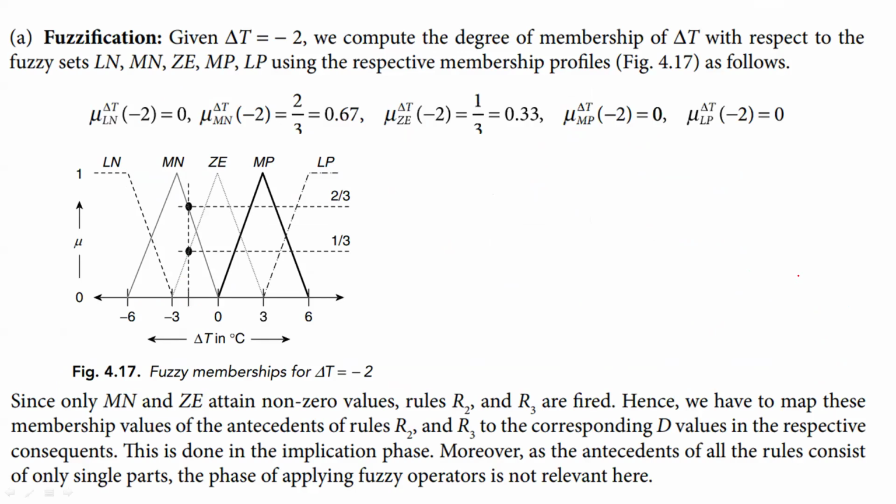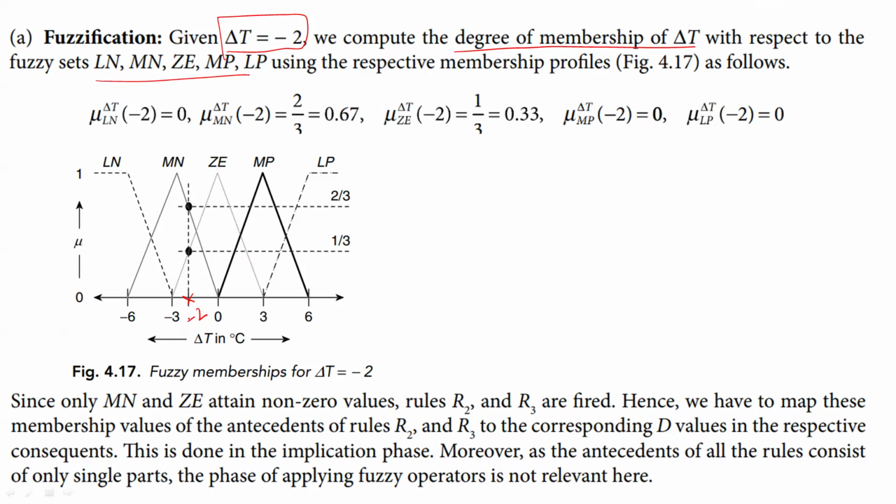Okay. Now moving on to classification. We need to find out, for this given question, delta T equal to -2. We need to compute the degree of membership of delta T with respect to all of the 5 fuzzy sets. So we are going to find out what happens when T is equal to -2. So let us mark -2 here. This is the point -2.